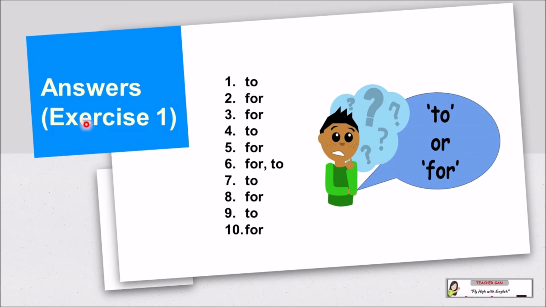Dear students, here are the answers to the 10 sentences in the exercise. Number 1 is "to", number 2, "for", number 3, "for", number 4, "to", number 5, "for", number 6, "for" and "to", number 7, "to", number 8, "for", number 9, "to", number 10, "for".